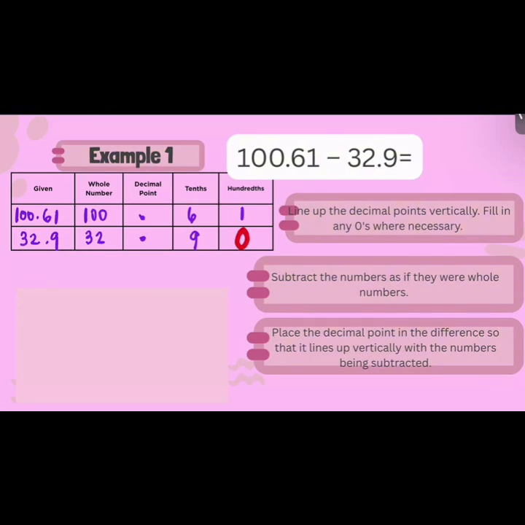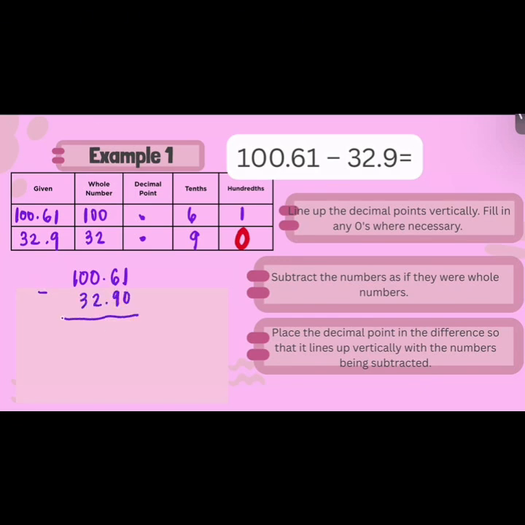If the numbers cannot be subtracted, then we need to borrow. So we need to know and remember how to borrow if the number cannot be subtracted. Now, let's start subtracting our given. First, we are going to rewrite the given, vertically aligned. So we have 161 and 60 hundredths minus 32 and 90 hundredths.